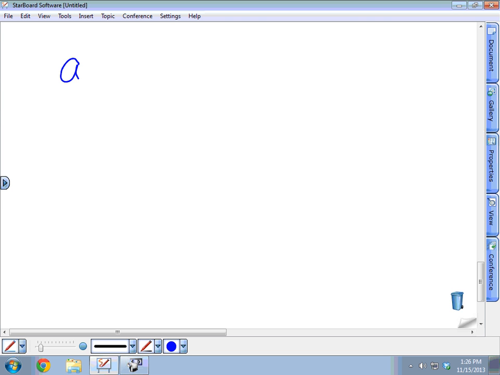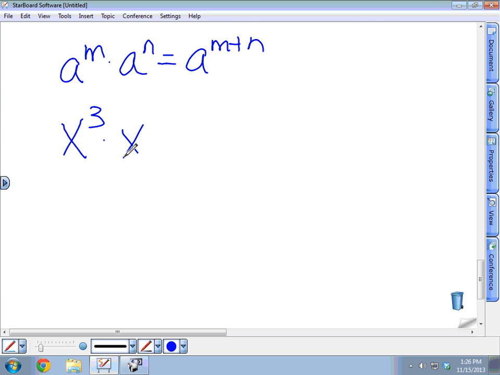The first one is the product of powers. So if you have two bases and you're multiplying them to different powers, when you're multiplying them, you add the exponents. So for example, pick some real numbers. So x to the what? X cubed times x to the 7th power is going to be x to the 10th power. I'm going to add those exponents.